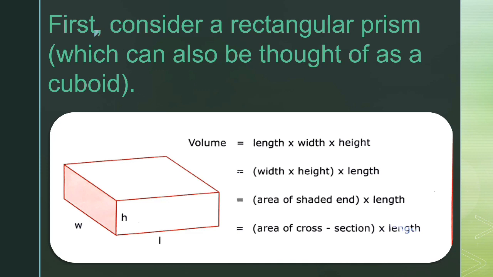So what is the area of a rectangle? We have width times height and then times length. That is the volume. Or look at the shaded part. The area of a rectangle, that is the shaded part, right? You can also say area of shaded end times length. And this shaded area is the cross section, right? So we can also say that area of a cross section times length is equal to volume.